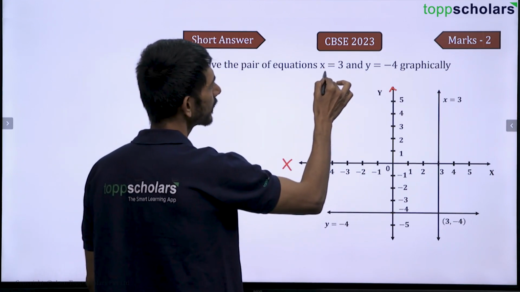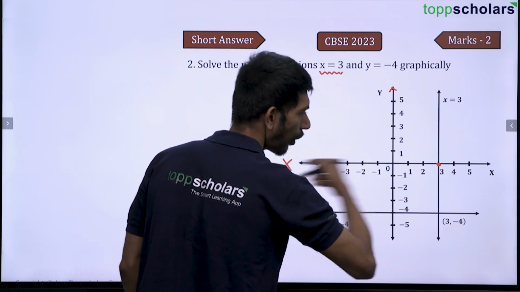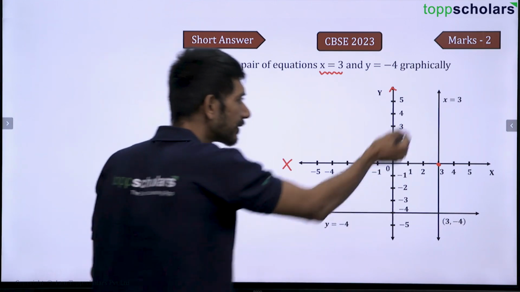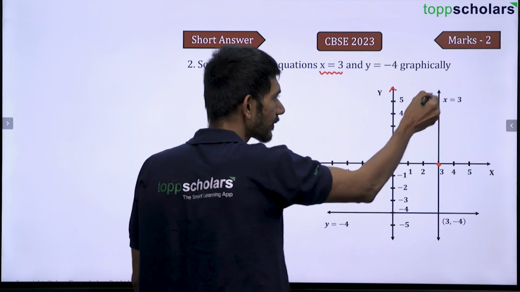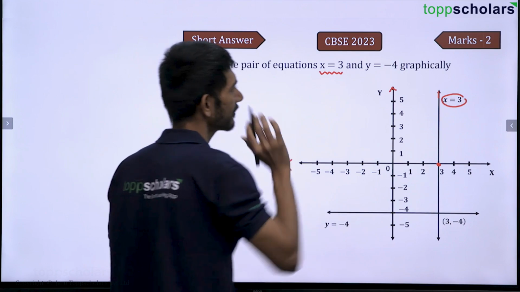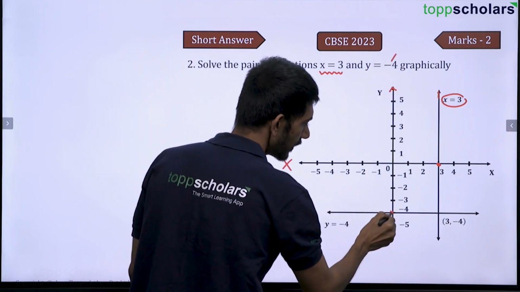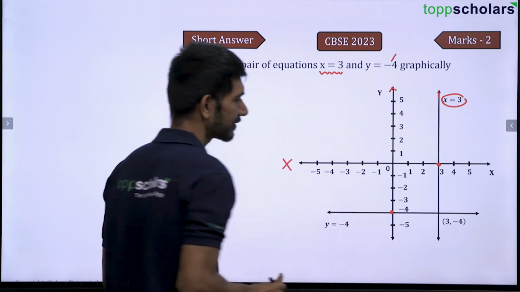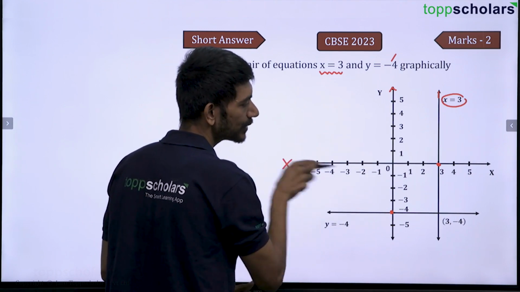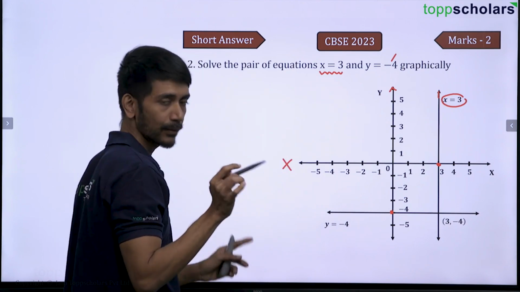Now we have x is equal to 3. On x, here we have 3. So the line is parallel to y-axis. So this will be x equal to 3, right? This line is x equal to 3 parallel to y-axis. And y is equal to -4. Y is equal to something is parallel to the x-axis. I hope this part is clear. So this horizontal line is parallel to the x-axis, which is y is equal to -4, and x is equal to 3 is parallel to the y-axis.